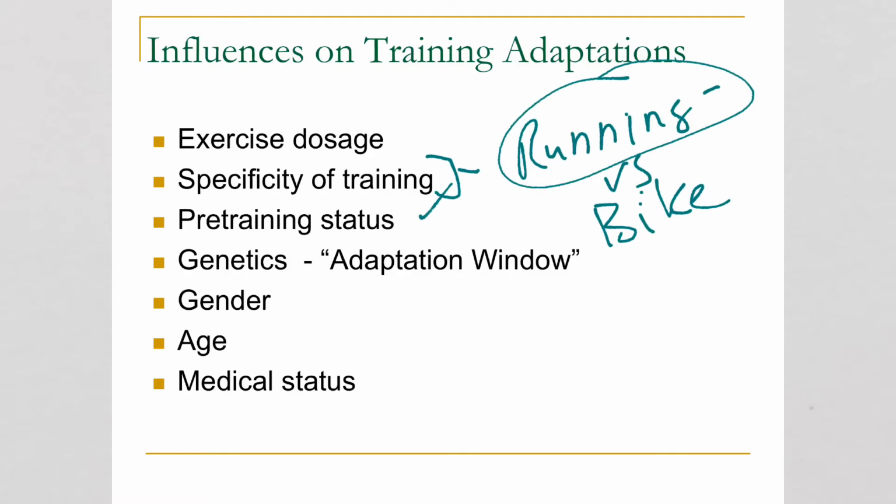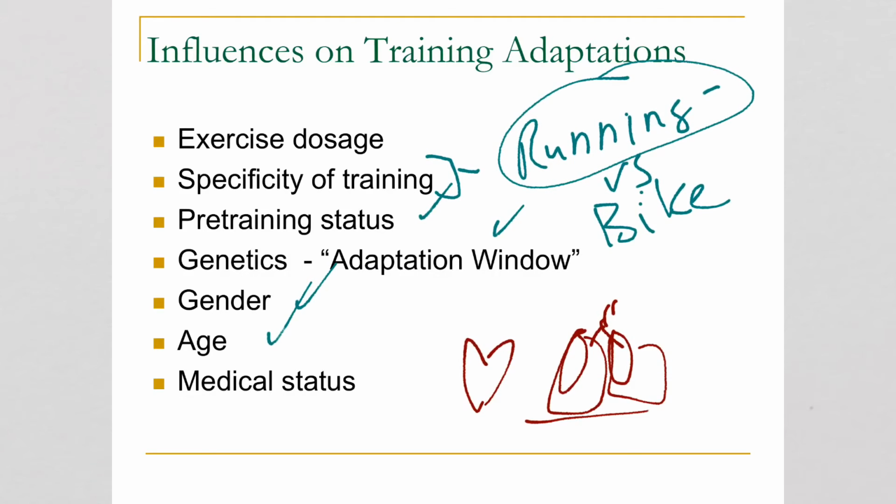We've talked about pre-training and adaptation window. We've talked about gender, age, medical status too. So if your heart and lungs are not working correctly, let's say you have COPD and you have hyperinflated lungs and a flattened diaphragm, that's really going to influence your ability to do aerobic activity and lead to improvements in your overall VO2 max.